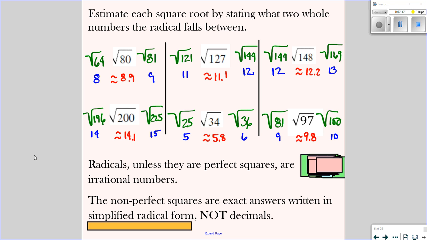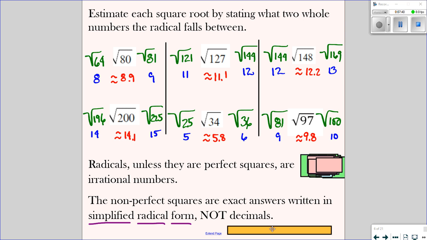Irrational. So the non-perfect squares are exact answers written in simplified radical form, not decimals. So notice how I gave you an approximation of the decimals. We're not going to do that. We're going to have the simplified radical form. So we're going to see examples of that. All right.